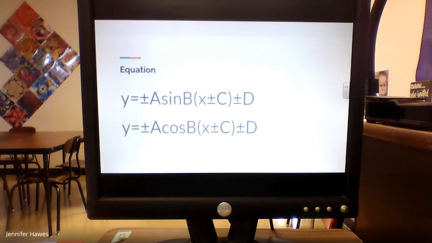Let me look in your book real quick to see what they use. I know in the old pre-calc book, they didn't use A, B, C, and D, and I thought it was stupid. That book does though, so I bet this book does. Okay. I don't know why they didn't use that.